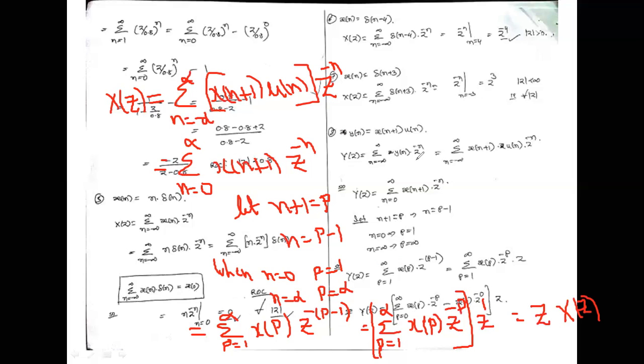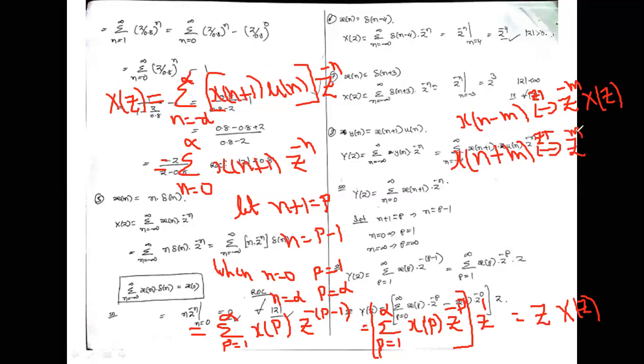One of the properties, the shifting property, says that the z-transform of x of n minus m, for positive values of m, is a negative power of z multiplied with x of z, the unshifted z-transform. Now for x of n plus m, with negative values of m, the transformation is z power m, a positive power of z, times x of z. What is m here? Instead of m, there is a 1.